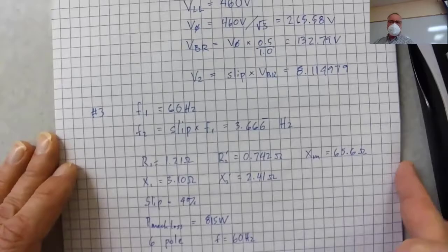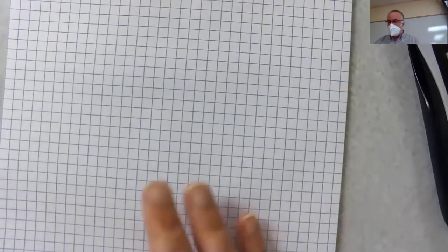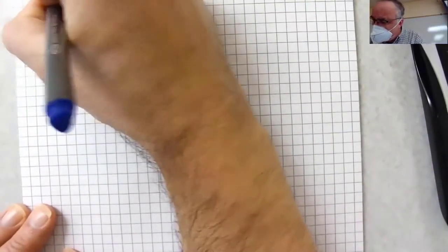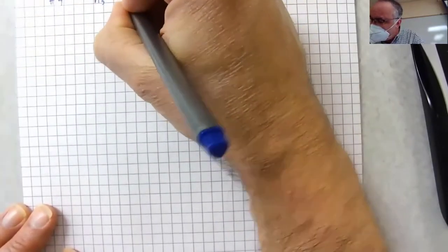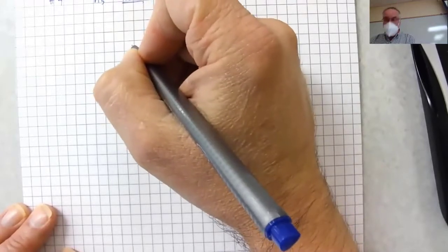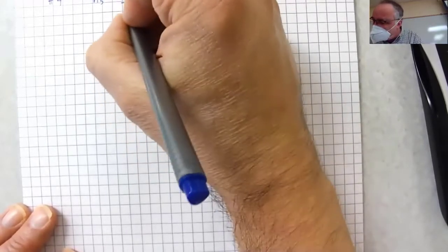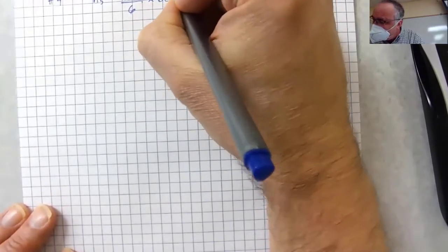Okay, so those are all our numbers. We have to figure out what the speed is. So what's the first thing we have to figure out? Let's figure out the synchronous speed, right? So what's the formula for synchronous speed? So this is number 4. Ns equals 120 divided by the number of poles, which in this case is 6, times the frequency, which is 60 hertz.